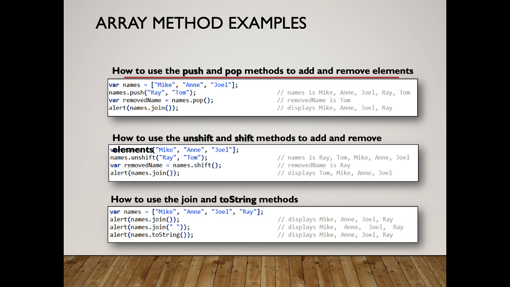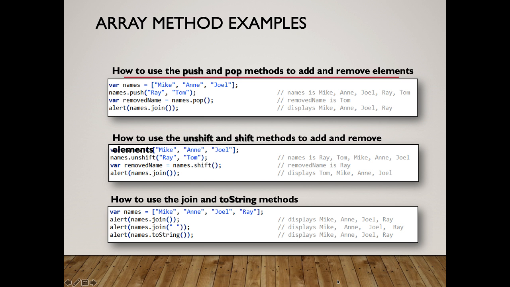The second one is declaring the exact same array, except we use unshift instead of push. Because we're using unshift, it will insert the values at the beginning of our array. So in this case, we put in Ray and Tom, so then it goes Ray, Tom, Mike, Ann, and Joel. We can also use shift, and this will take off the beginning element of our array. You can think of it the same as pop, except instead of taking off the last element, it takes off the first element and shifts everything up one. And then same thing, it just joins them together. So you can see it says Tom, Mike, Ann, and Joel.